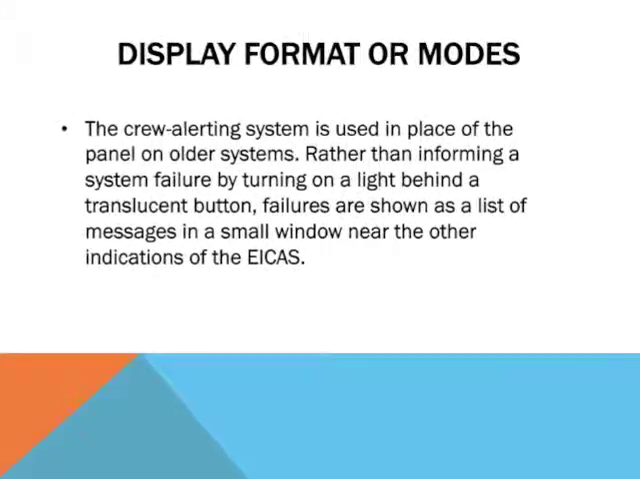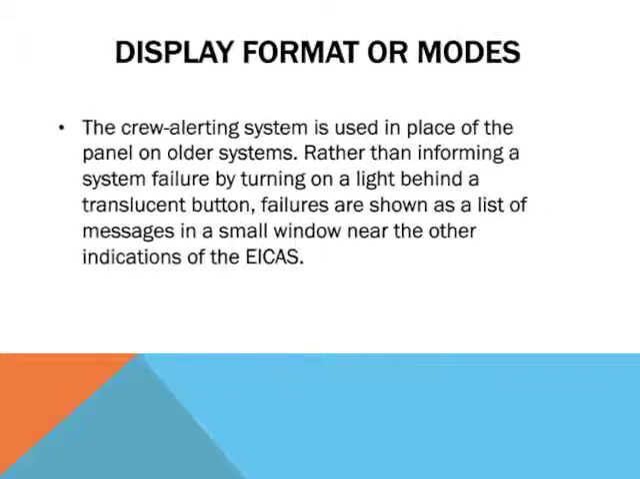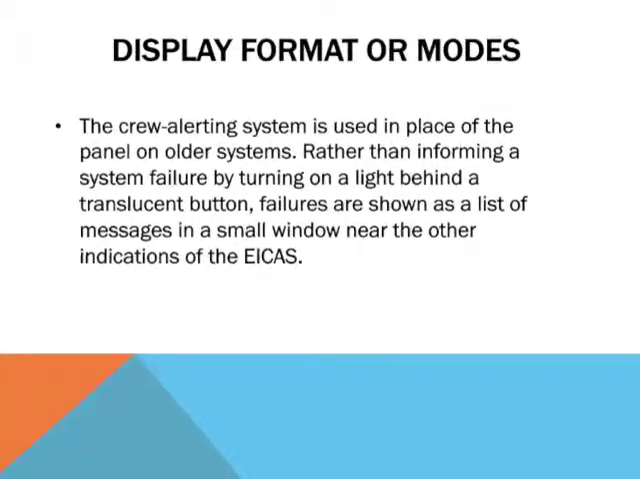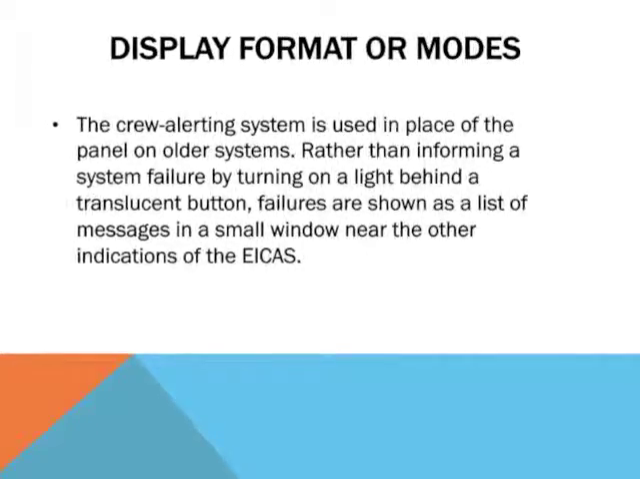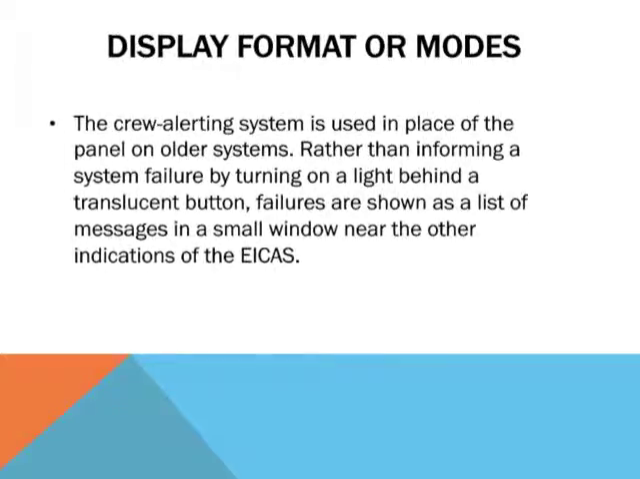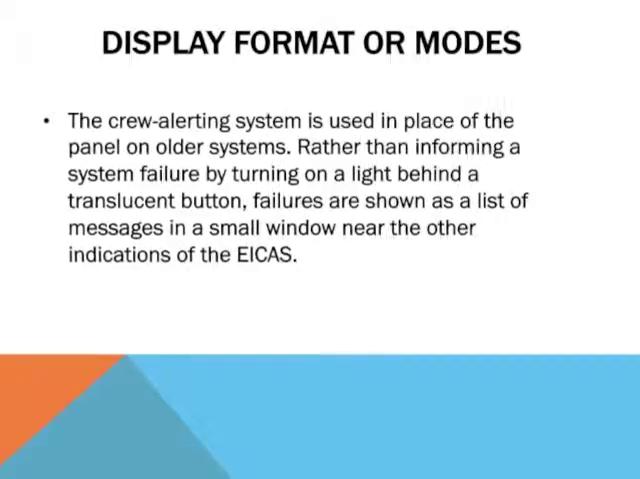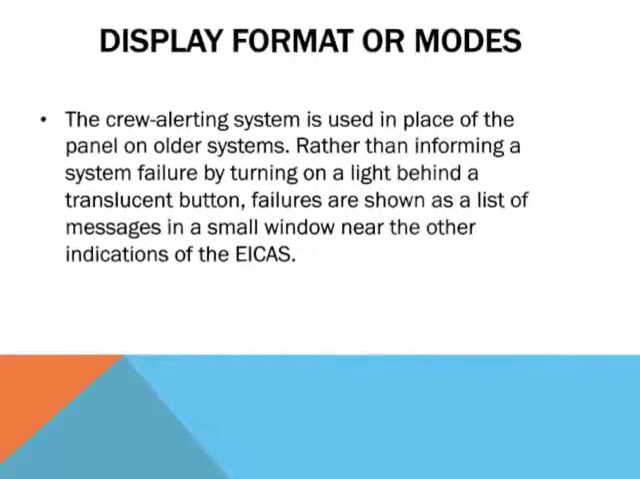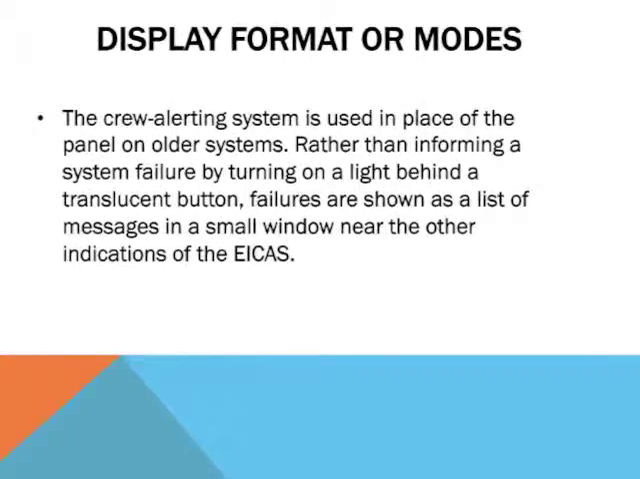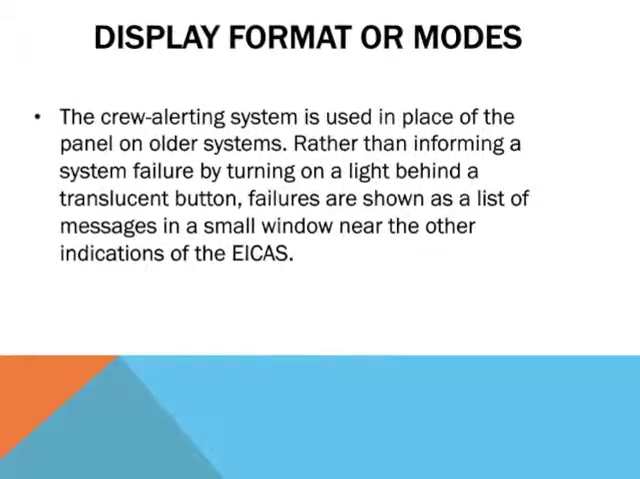The crew alerting system is used in place of the panel of older systems. Rather than informing of a system failure by turning on a light behind a translucent button, failures are shown as a list of messages in a small window near other indications of the ECAS.